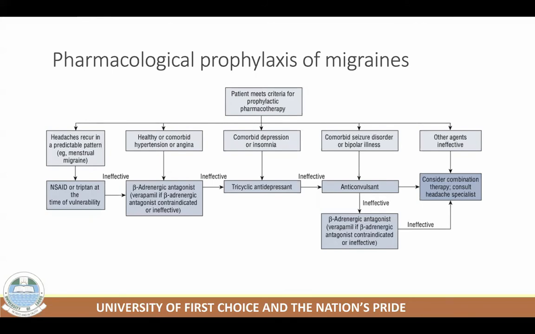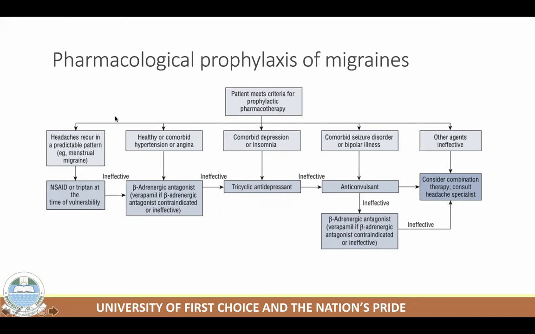It's best to initiate prophylaxis at a low dose, and then continue for 6 to 12 months before you begin to notice any reduction in the frequency of the headaches. So the patient should be educated that even though you initiate prophylaxis, it will take about 6 months before an appreciable difference is noticed.